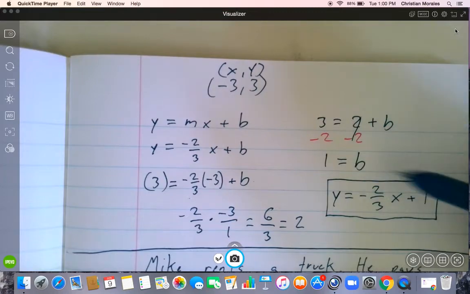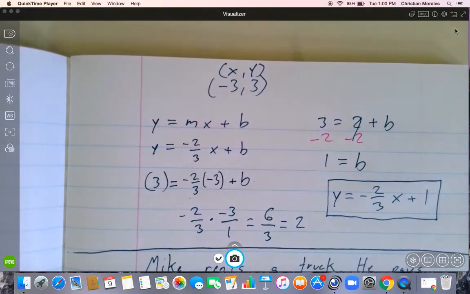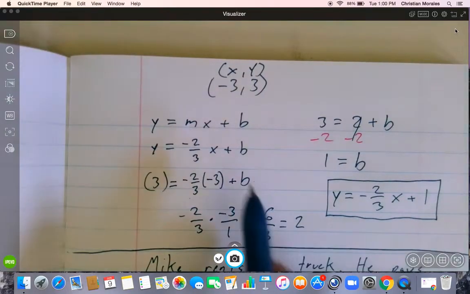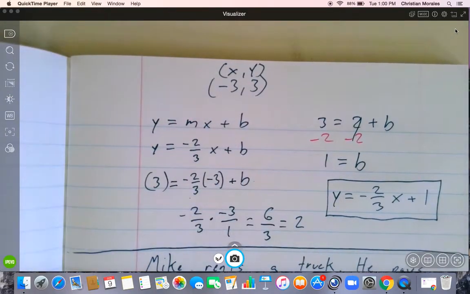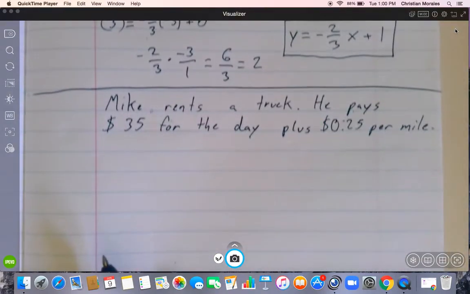I have to find the b. All right, so if they ask you to write an equation, you have to find slope first, but then you have to plug in a point to find b. Last thing for this, word problems.